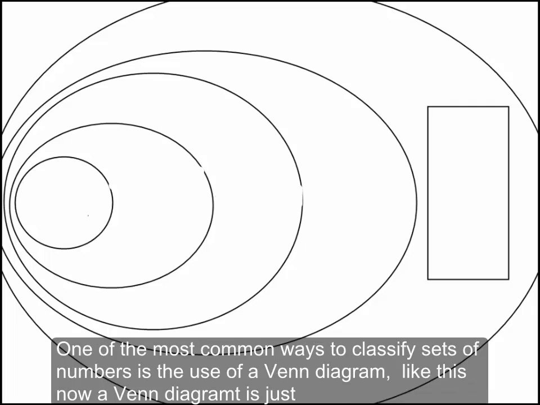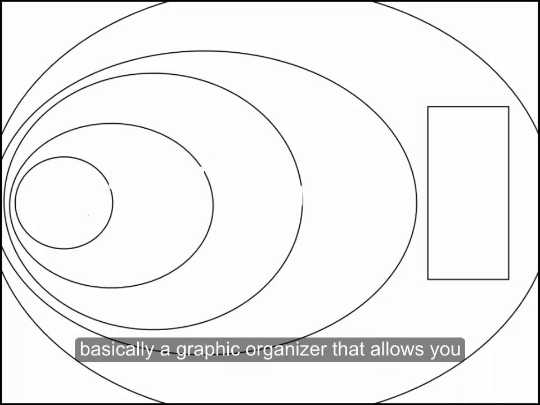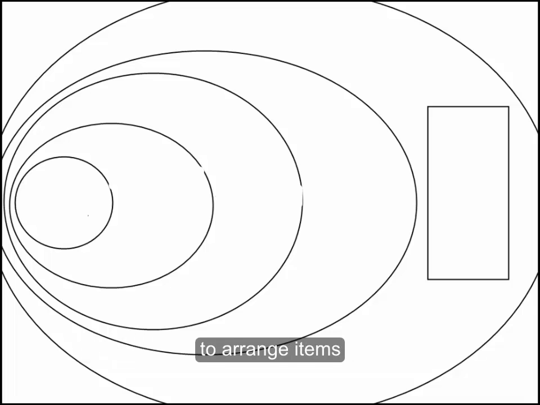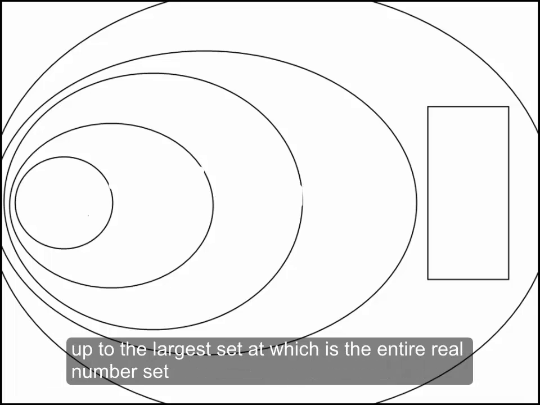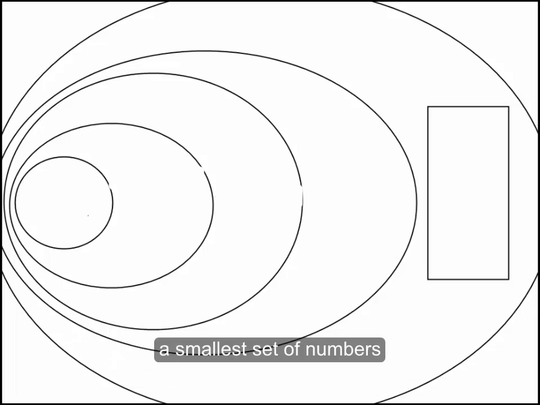One of the most common ways to classify sets of numbers is the use of a Venn diagram like this. Now, a Venn diagram is just basically a graphic organizer that allows you to arrange items in a way that makes sense. When we start talking about sets of numbers, we're going to start at the smallest set and work our way up to the largest set, which is the entire real number set. The smallest set of numbers are the natural numbers.